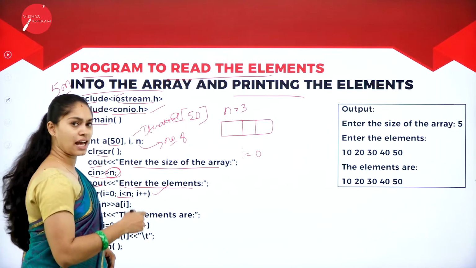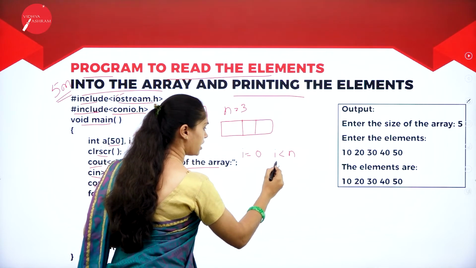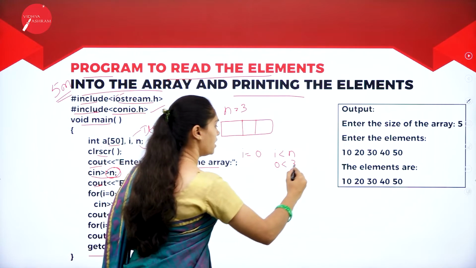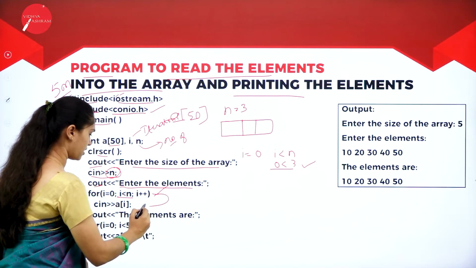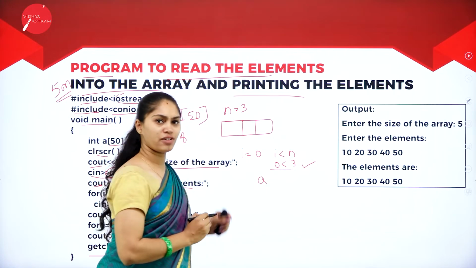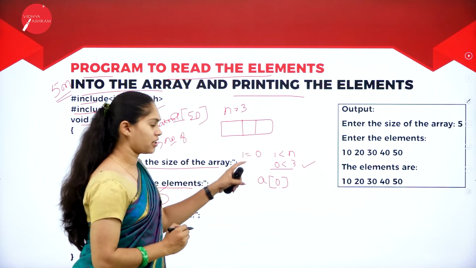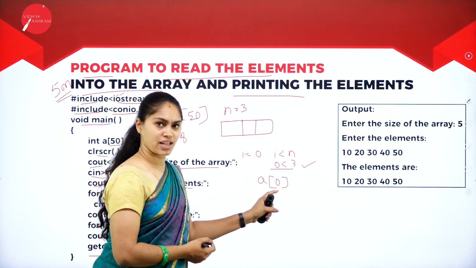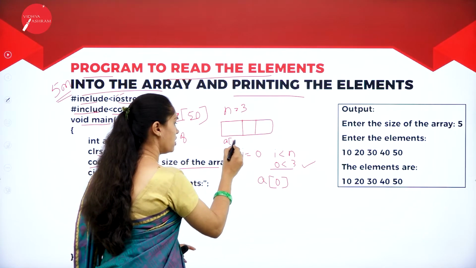Next we have i lesser than n. What is the next condition? i lesser than n. So I know the i value, that is 0, is lesser than n, what is the n value? 3. Is 0 lesser than 3? If it is true, then it will come to the next line, that is cin A of i. So what is A? That specifies the name of an array, and i is nothing but 0. So you got it now? We are specifying the first element of an array, that is A of 0.